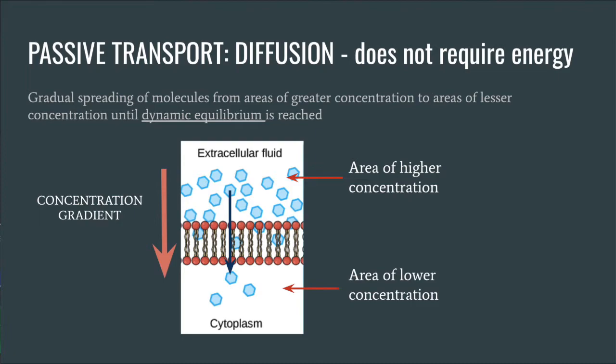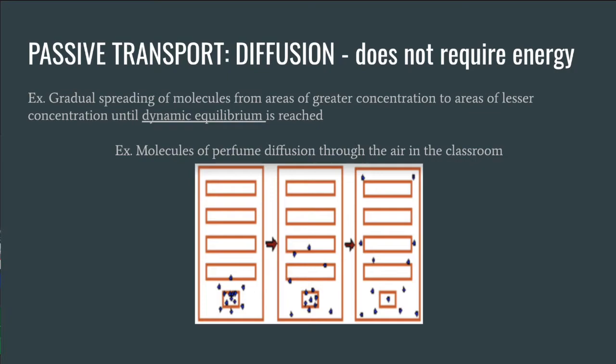Notice in this kind of transport, we don't need any assistance from a protein or a channel or anything to help those molecules go across. They kind of naturally just flow across because they're small enough and they don't really have a charge or anything that will restrict it from flowing across that cell membrane. That's diffusion.